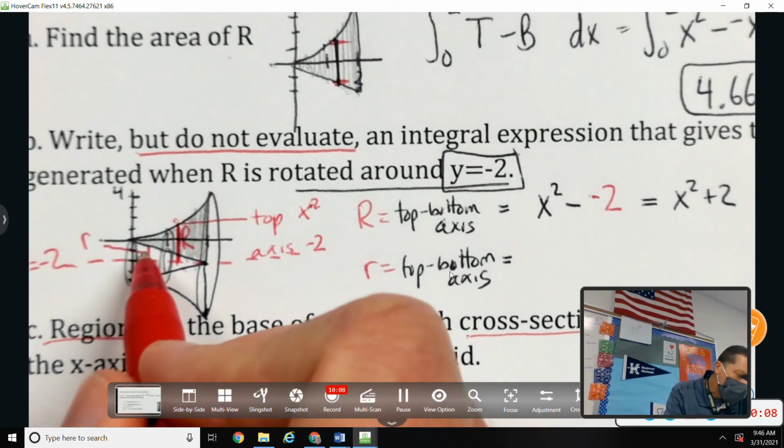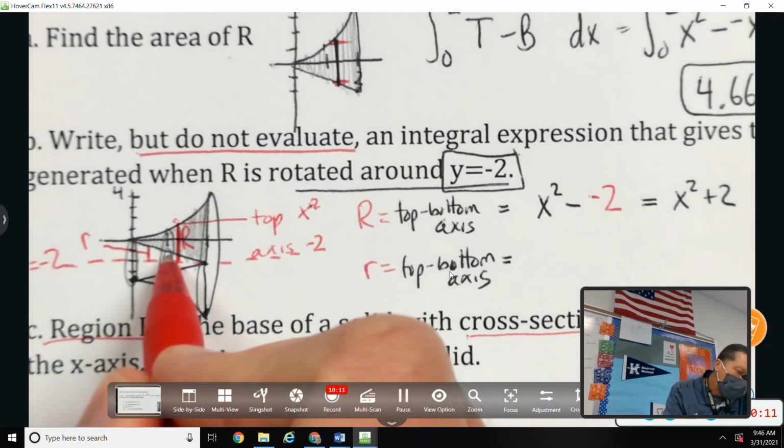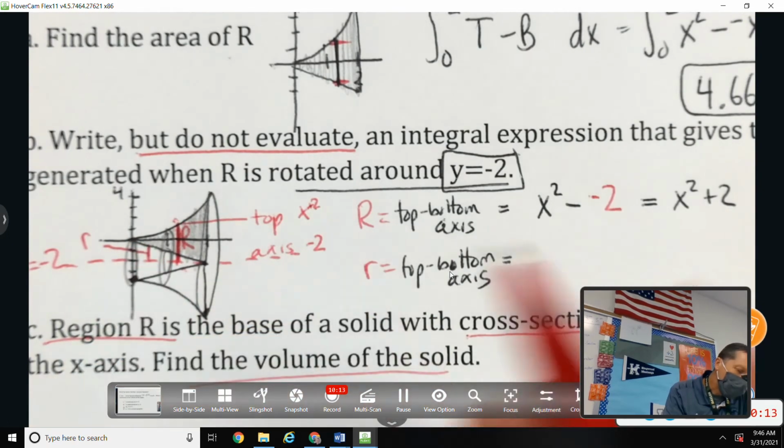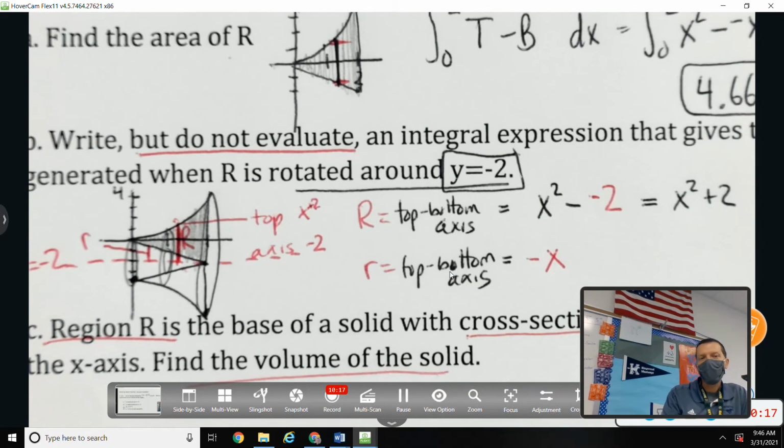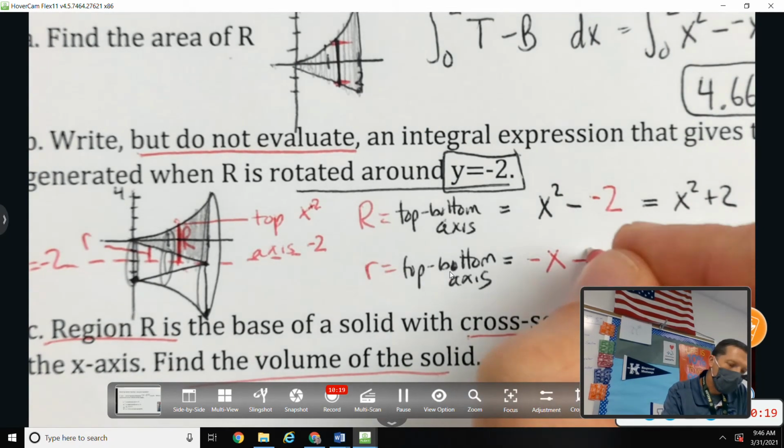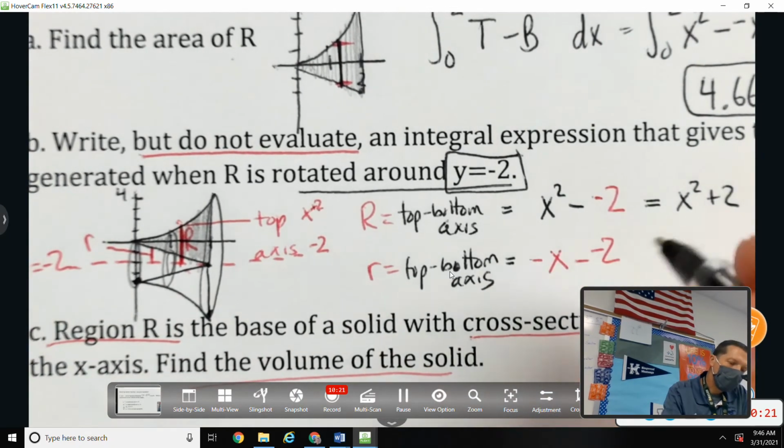And then for the little guy, same process. The top one is negative x, minus negative 2. So negative x plus 2.